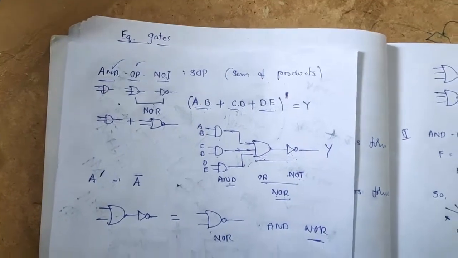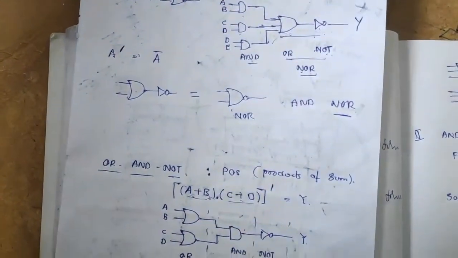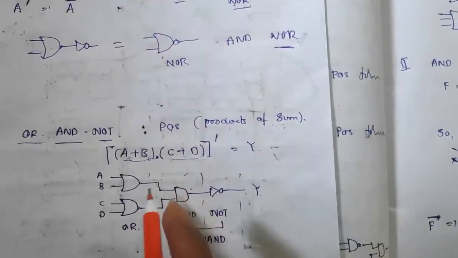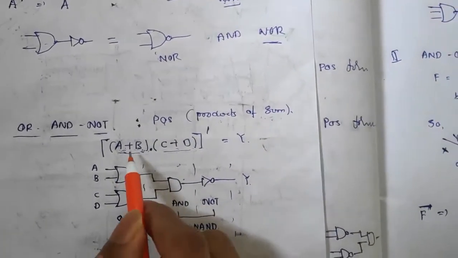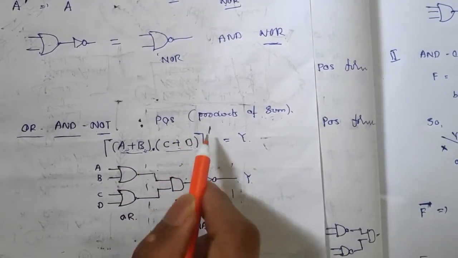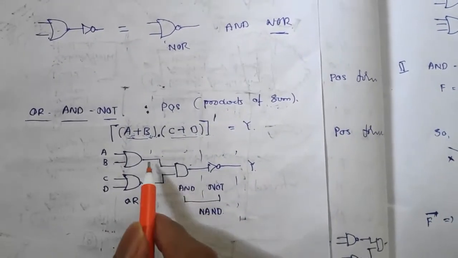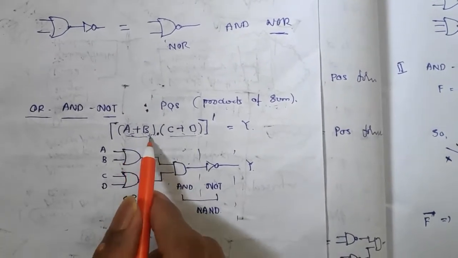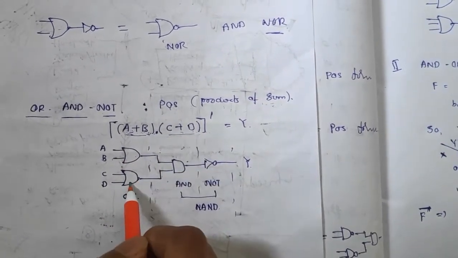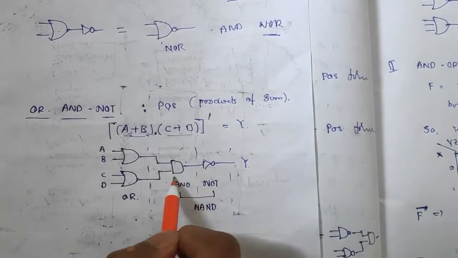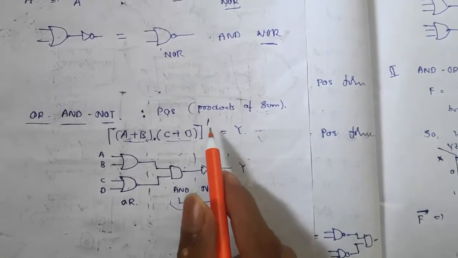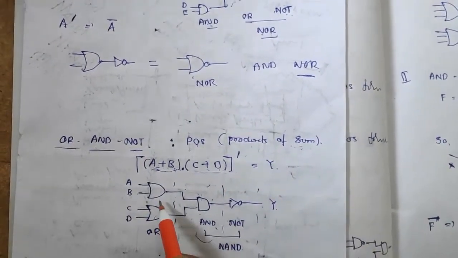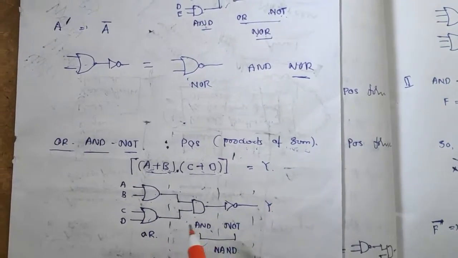You will see this one. Okay, next is OR, AND, NOT. We have already discussed that this comes under POS, product of sums. As I said, the function represents A plus B, C plus D, and an inverter. You have to learn how to represent this in digital form. A plus B is represented by an OR gate, C plus D is represented by an OR gate, in between there is an AND gate, and there is an inverter. So OR, AND, NOT will represent product of sums.